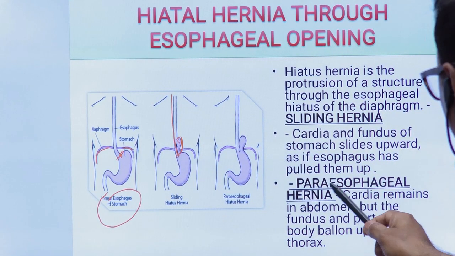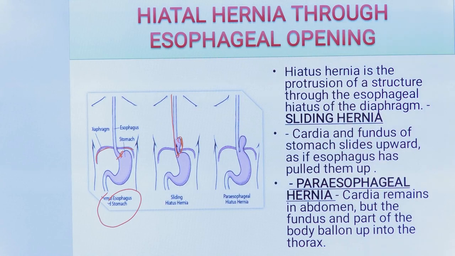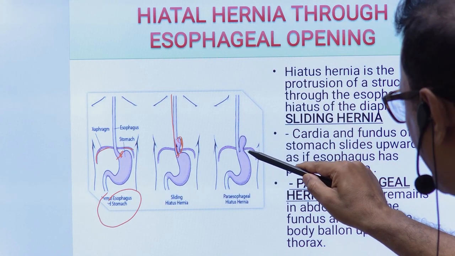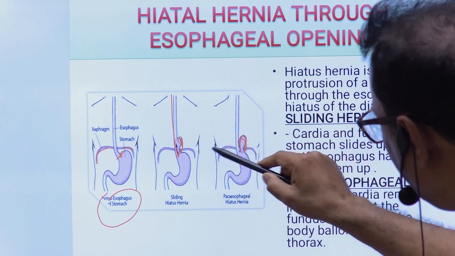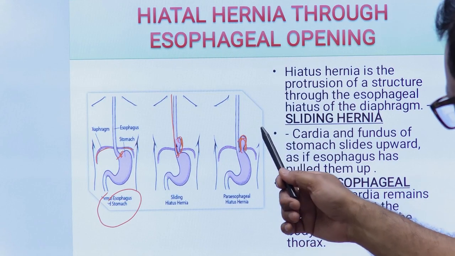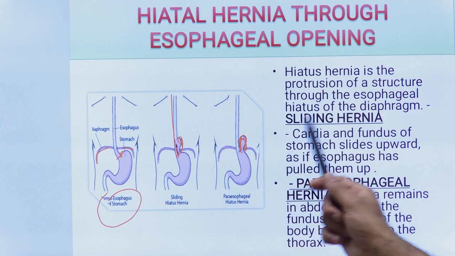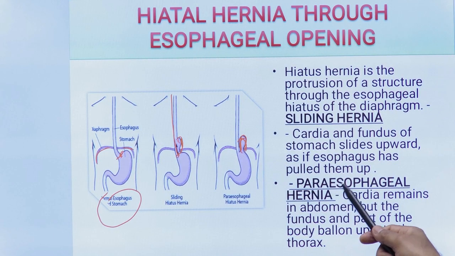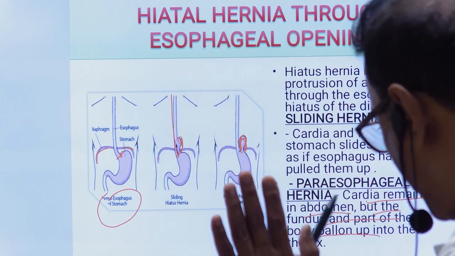And the paraesophageal hernia, here the phrenoesophageal membrane is now weaker, and it will allow the passage of the structure through the oesophageal opening, and so the structure will be lying here. It's not that the level will change; it is only some part of the stomach that will enter into the thorax through the side of the oesophagus due to the weak membrane. The cardia remains in the abdomen, but the fundus and the body part balloon up into the thorax. So it will slide like this and pass through the lateral side.